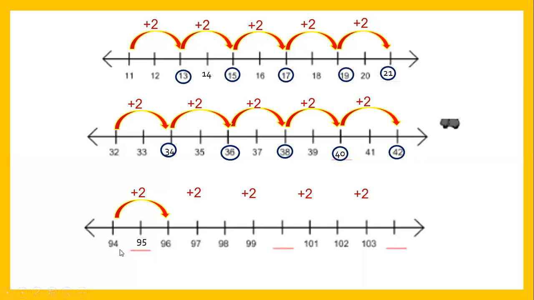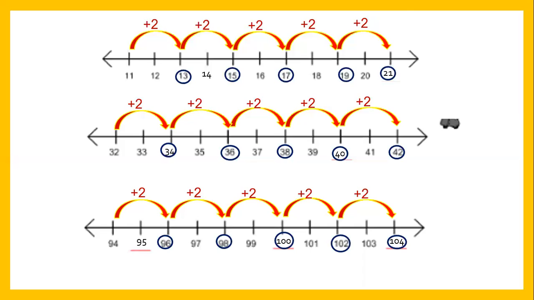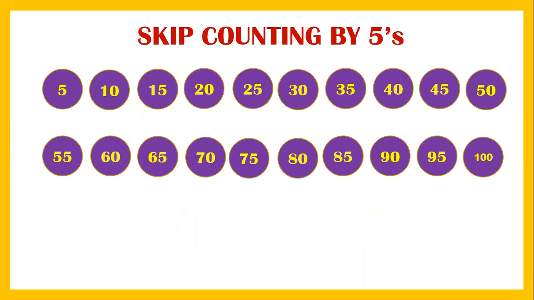So 94, next to 94, counting by 2, it will become 96. Next to 96, it becomes 98. Next to 98, it becomes 100. Next to 100 becomes 102, 104. Okay, so that is how you count by 2.